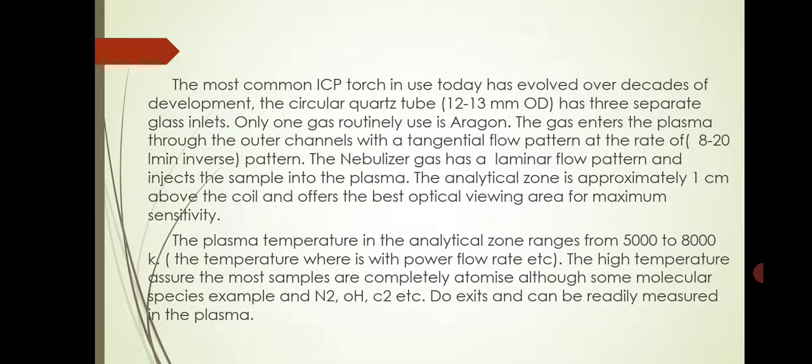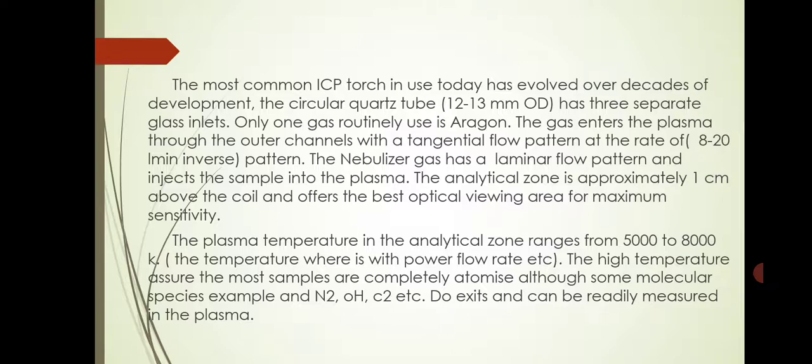The most common ICP torch used today has evolved over decades of development. The circular quartz tube has 12 to 30 mm OD and has three separate glass inlets. Only one glass inlet uses argon. The gas enters the plasma through the outer channels with a tangential flow pattern at the rate of 8 to 20 liters per minute. The nebulizer gas has a laminar flow pattern and ejects the sample into the plasma.